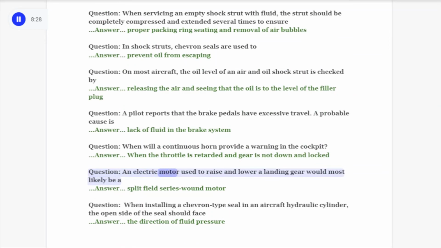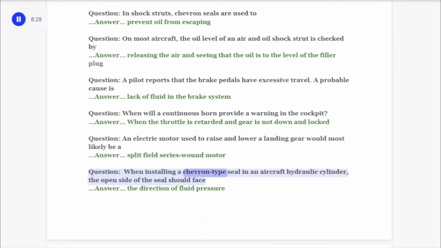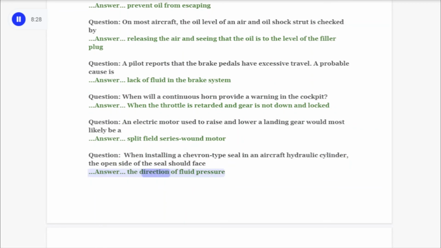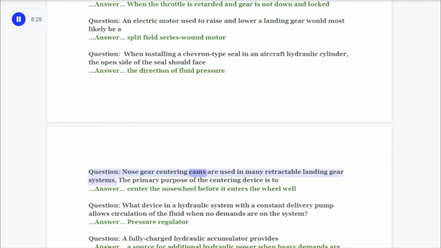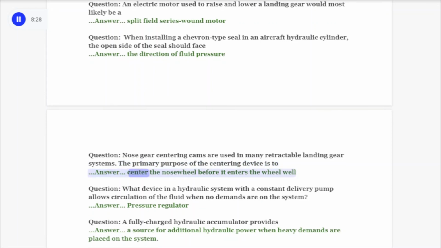Question: an electric motor used to raise and lower a landing gear would most likely be a: answer: split field series wound motor. Question: when installing a chevron type seal in an aircraft hydraulic cylinder, the open side of the seal should face: answer: the direction of fluid pressure. Question: nose gear centering cams are used in many retractable landing gear systems. The primary purpose of the centering device is to: answer: center the nose wheel before it enters the wheel well.